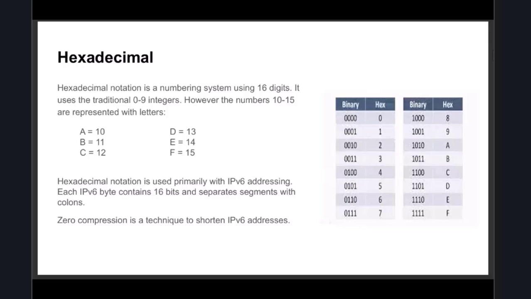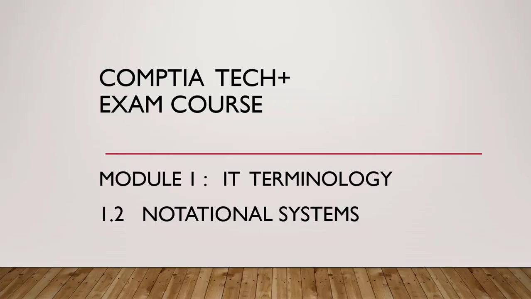So just remember the three notational systems we discussed were binary, which is a power of 2 that uses only the numbers 0 and 1. We have decimal notation, which is our most common mathematical numbering system that uses the 10 whole integers 0 through 9. And hexadecimal, which uses the same 0 through 9 integers, but also uses the letters A through F for values 10 through 15. That will conclude our discussion of Section 1.2 Notational Systems.